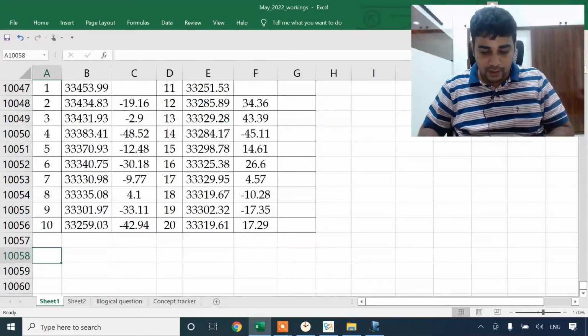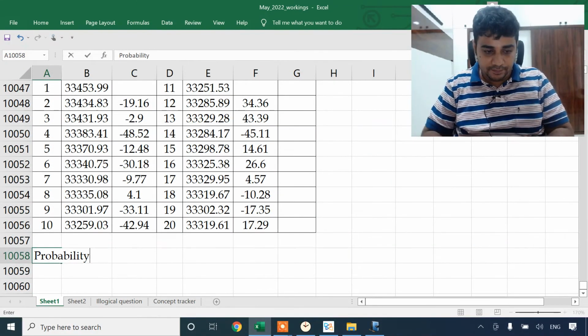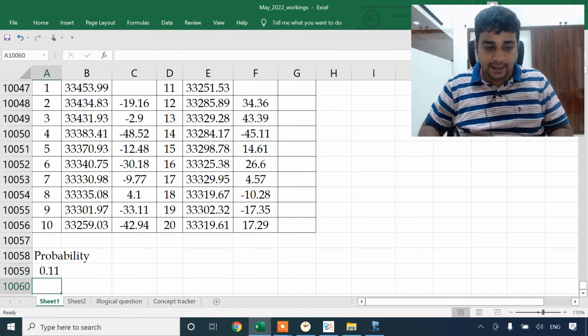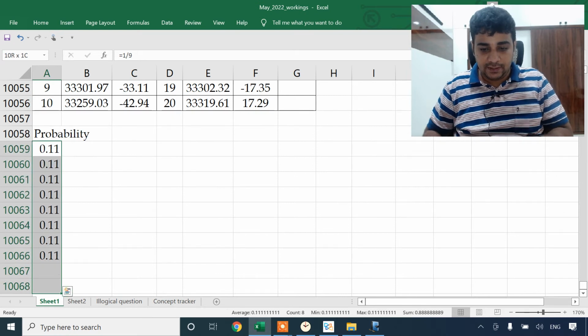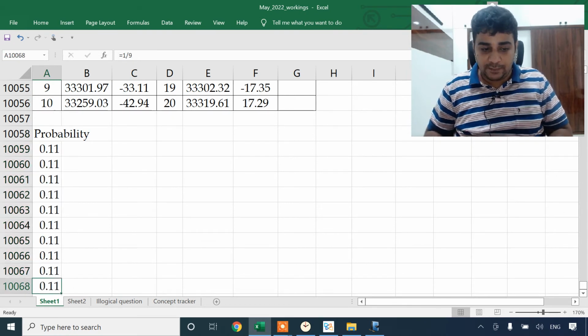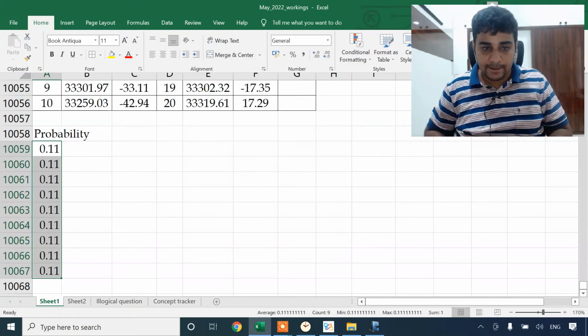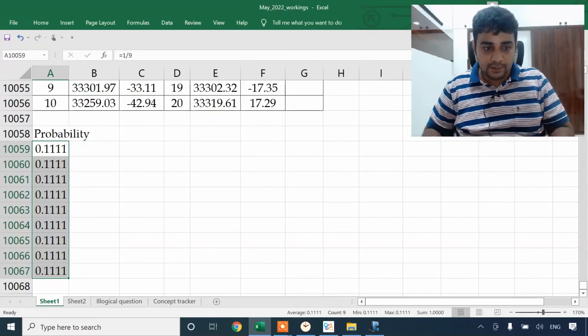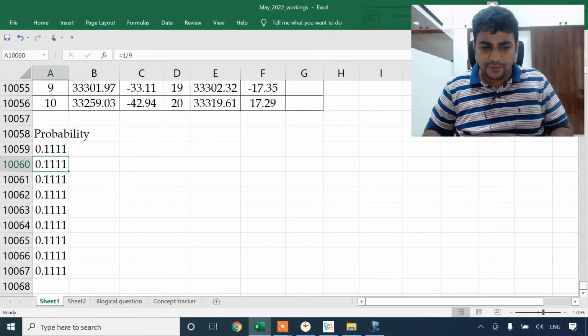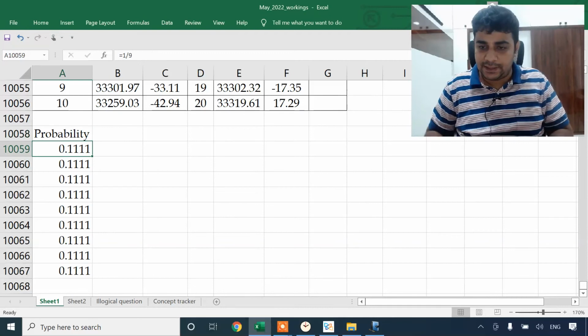So the probability is technically 1 by 9, since 9 observations are there. I assume equal probability and proceed ahead. 9 observations, equal probability. To avoid rounding-off gaps, I have taken 4 decimals for probability.